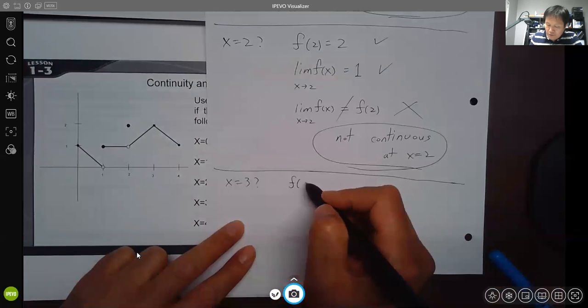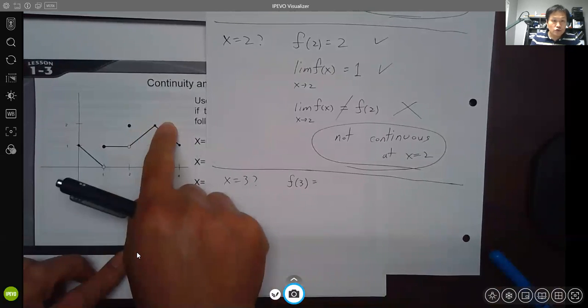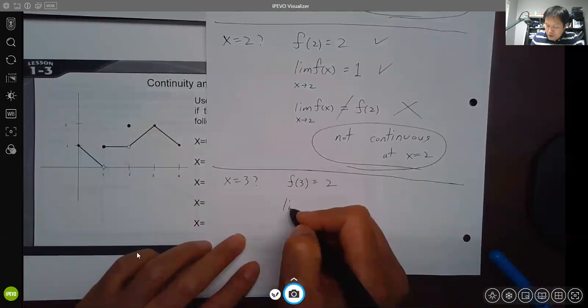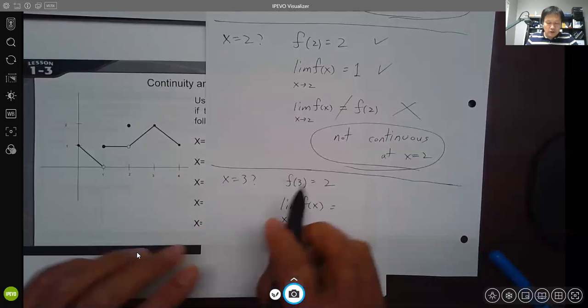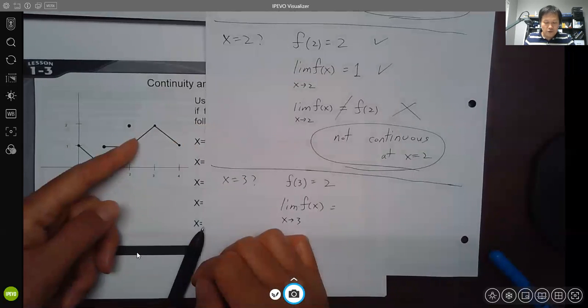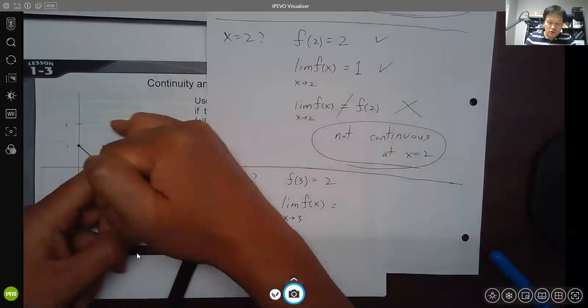So first one, function value, f of 3. When x equal to 3, what's the y value? 2, right here. Limit of f of x as x approaches 3. On this graph, approach 3 from the left, approach 3 from the right, what y value is it approaching? 2.